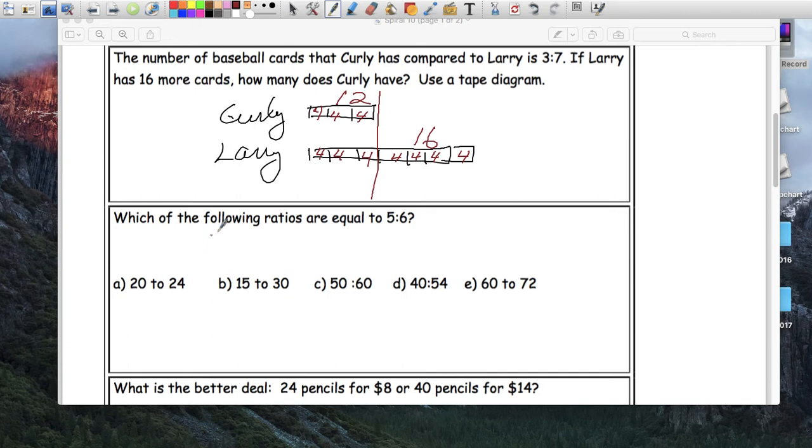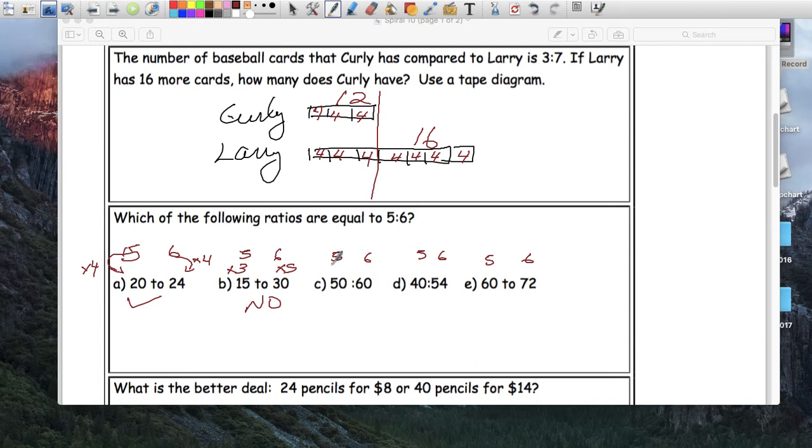Which of the following ratios are equal to 5 to 6? Let's see. I'm going to write 5, 6 on top of each one. How did the 5 become a 20? Times 4. Did the 6 become a 24 using a times 4 relationship as well? Yes, it did. So A is equal. 5 to become a 15 was times 3, and 6 to become a 30 was times 5. So this is a no.